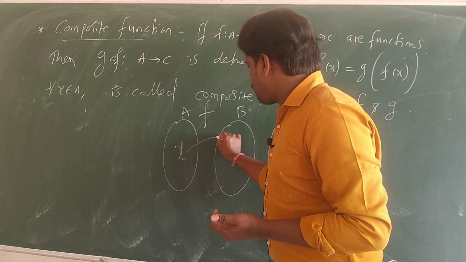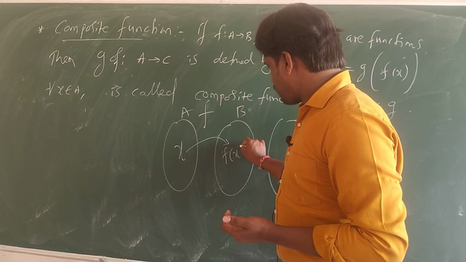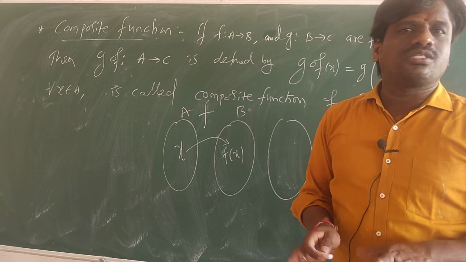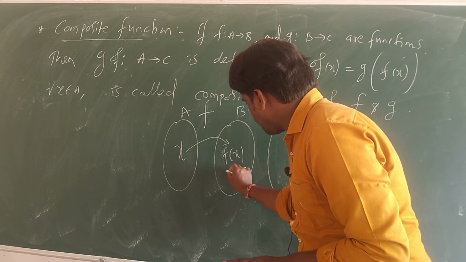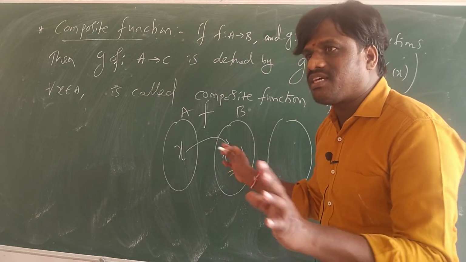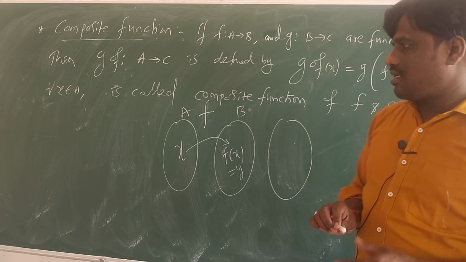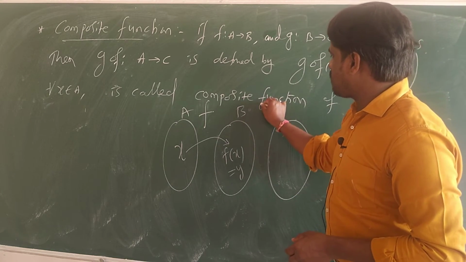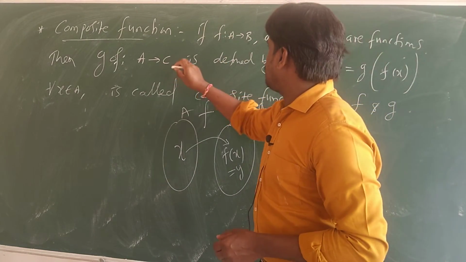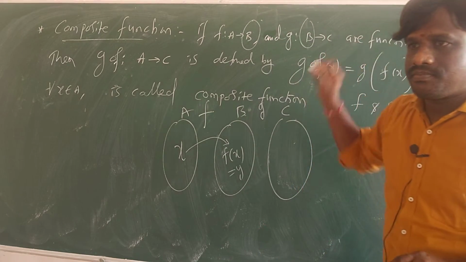What is the image of this? Can I write it as f of x? Maybe it is a y. I am taking x, the image of x is y. I can write it another way as f of x. Am I right? Now g is a function from B to C. See, f is from A to B, g is from B to C. This both will be the same. That must be.